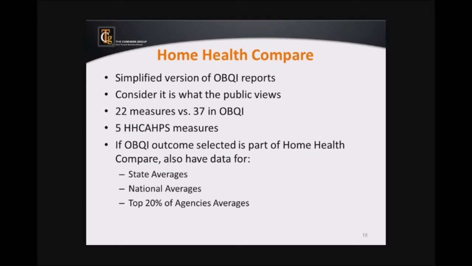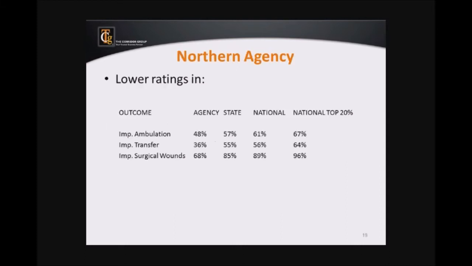I do have my doubts that it's actually used that way, at least not very regularly, but that's another story. Home Health Compare also includes the five HCAHPS measures. For most states, you can see at a glance how your outcomes compare with your state averages and national averages. There is also data available to compare your scores with the averages from the top 20% of agencies nationally. When PPS begins to pay bonuses to agencies that score within the top 20%, you'll want to be in that bracket.